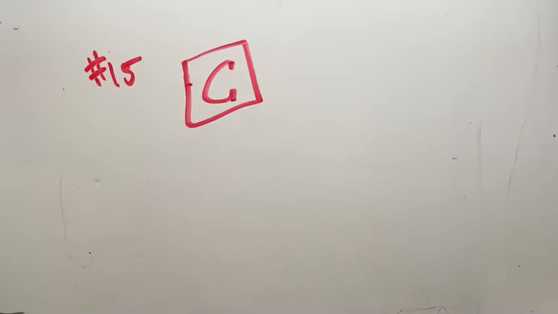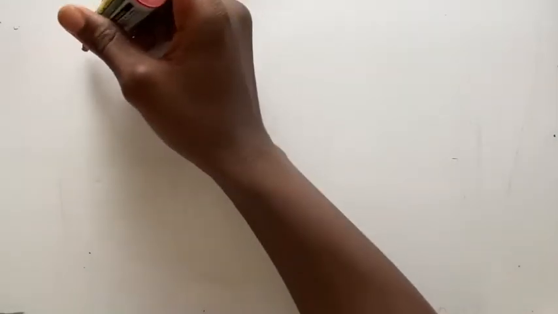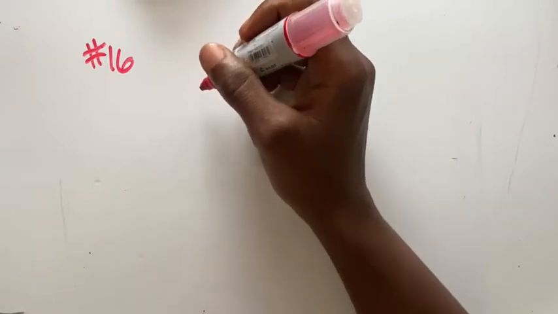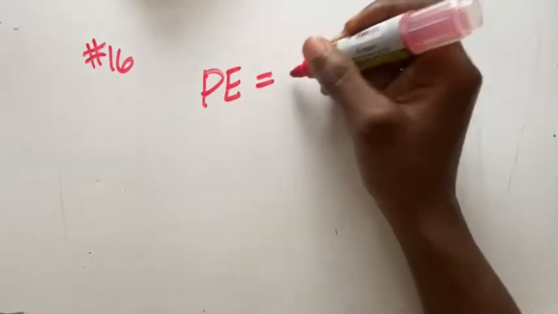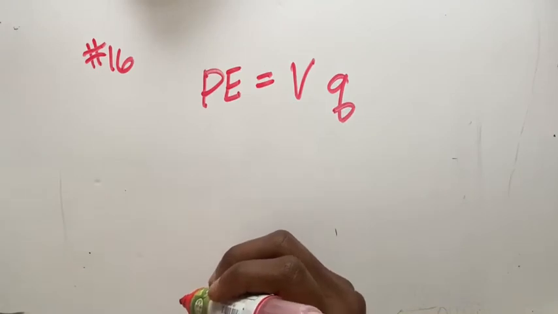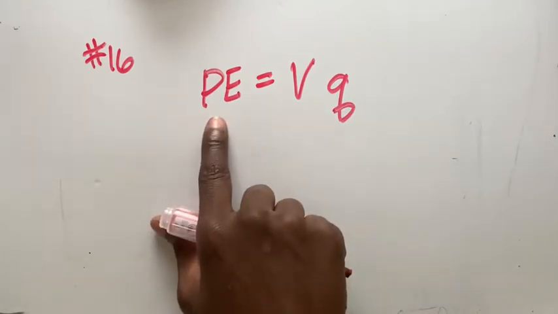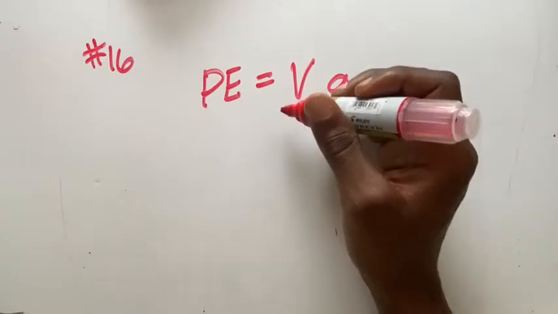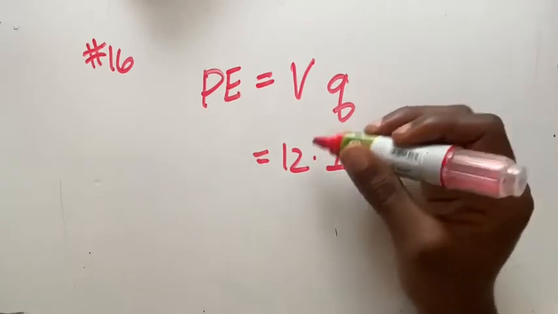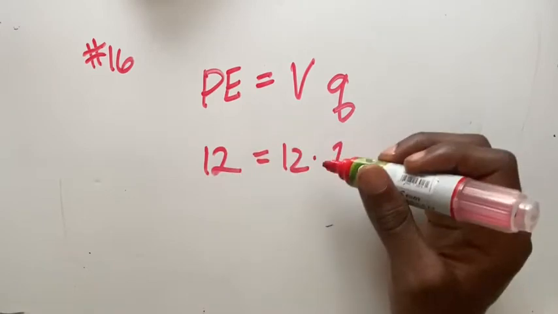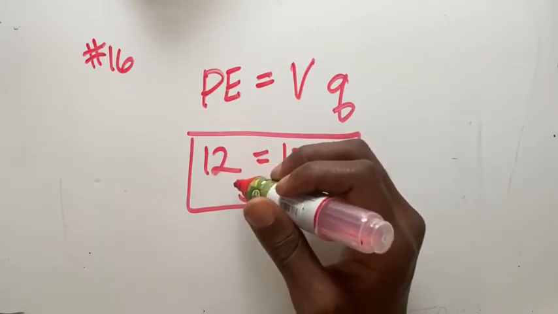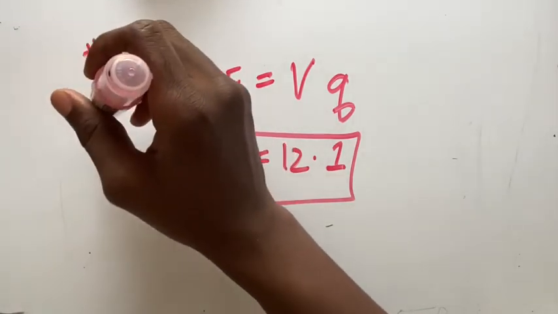Number 16. Says the amount of energy given to each coulomb of charge flowing through a 12-volt battery. So this goes back to the potential energy voltage times charge equation. So we're trying to find the amount of electrical energy given to each charge flowing through 12 volts. So it's basically 12 times 1 for each charge. And it's just going to be 12 joules. And it's in joules, right? Because we're trying to find the amount of energy. So the answer to 16 is going to be C.